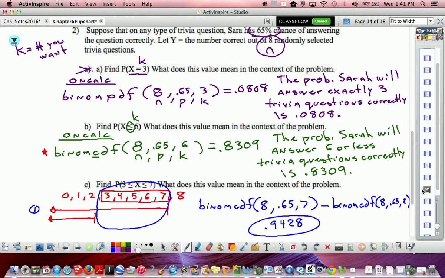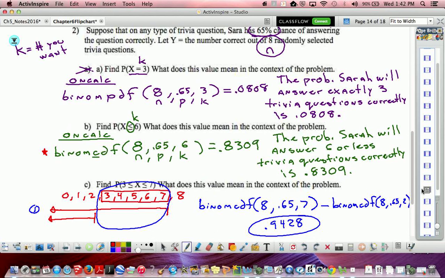So, for number 2, we're talking about Sarah and her capability of answering any type of trivia question. Take a look at your answers up here and check. On the first one, you're looking at exactly 3. That's why we're doing PDF. Okay, 8, 0.65, 3 is 0.0808. So we'd say the probability that Sarah will answer exactly 3 out of 8 questions correctly is 0.0808.